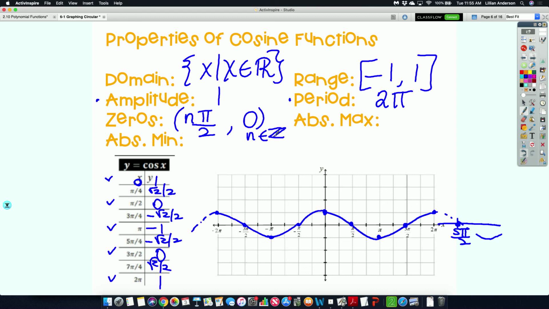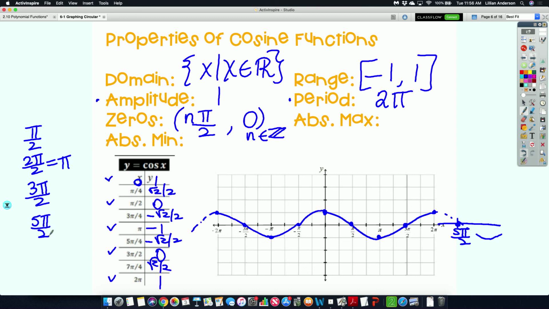So let's say if n was 1, that would give us pi over 2. But if n was 2, what does that give us? Pi? Is there an x-intercept at pi? No. So it's not quite n pi over 2, but you're close. The next one is actually at 3 pi over 2. And if I look, it's like I'm skipping that even one. So it's always a 1 and 3.